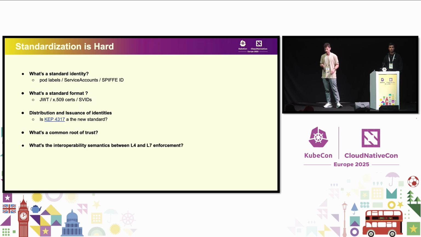We don't know. What's a common root of trust, and what are the interoperability semantics between L4, L3 that we talked about, and L7 enforcement? How do we compose all of them? This is something we're living day to day, trying to understand and deal with. But it's increasingly important to do some standardization in these areas, because if there's no standardization, then different implementations are implemented differently, which can yield some security breaches or some differences.